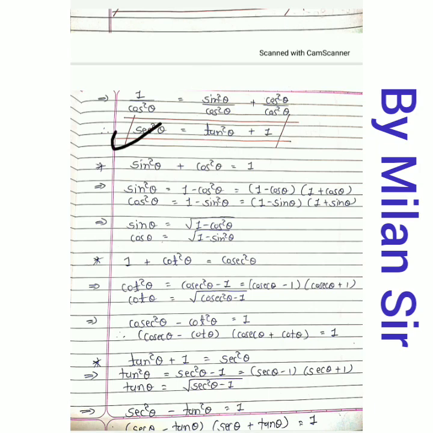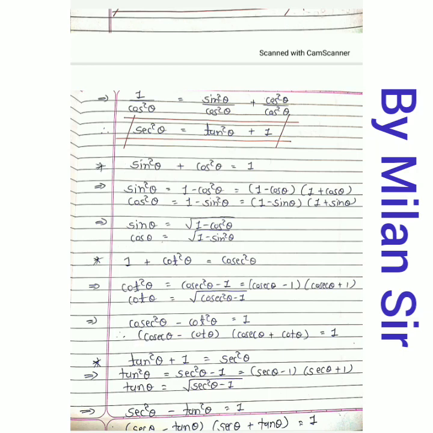So this is our third identity: sec square theta is equal to tan square theta plus 1. This is the relation between tan theta and sec theta. So in total we got 3 identities: sine square theta plus cos square theta is equal to 1, 1 plus cot square theta is equal to cosec square theta, and tan square theta plus 1 is equal to sec square theta.